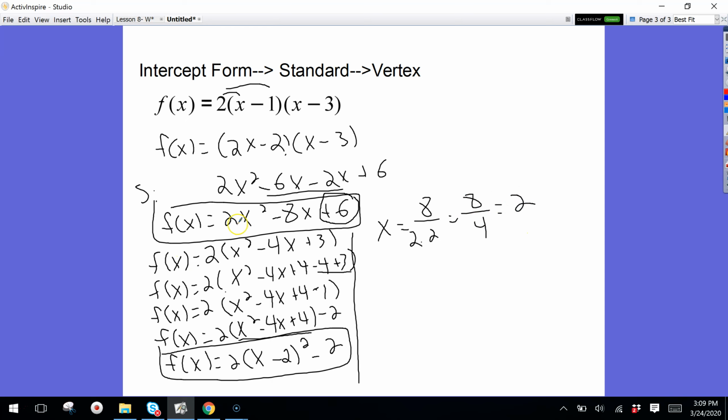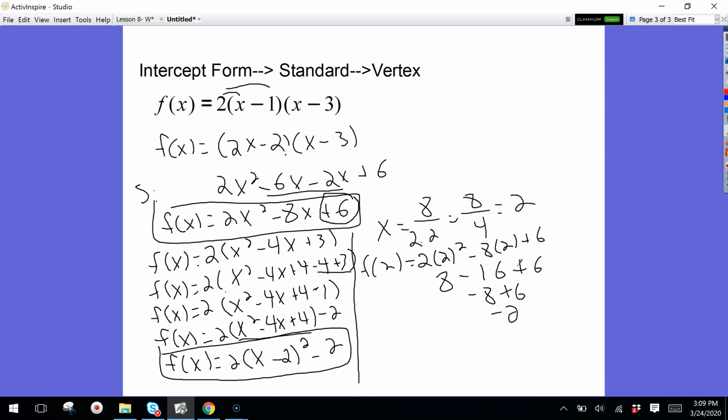If you plug that back in here, you can get the y value. And so you're going to get 2 times 2 squared minus 8 times 2 plus 6. So here we have 4 times 2, which is 8. And then negative 8 times 2, which is negative 16, plus 6. So 8 minus 16 is negative 8, plus 6 is negative 2. So there we go. That's my vertex, which lines up to here.